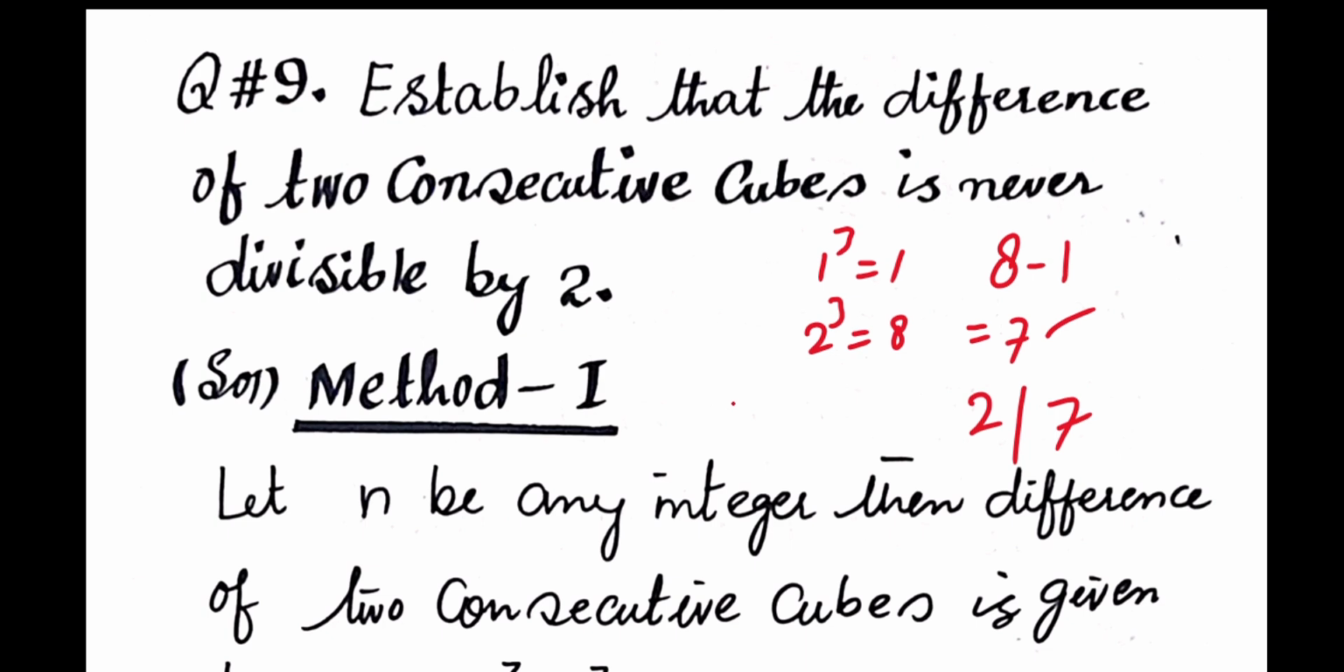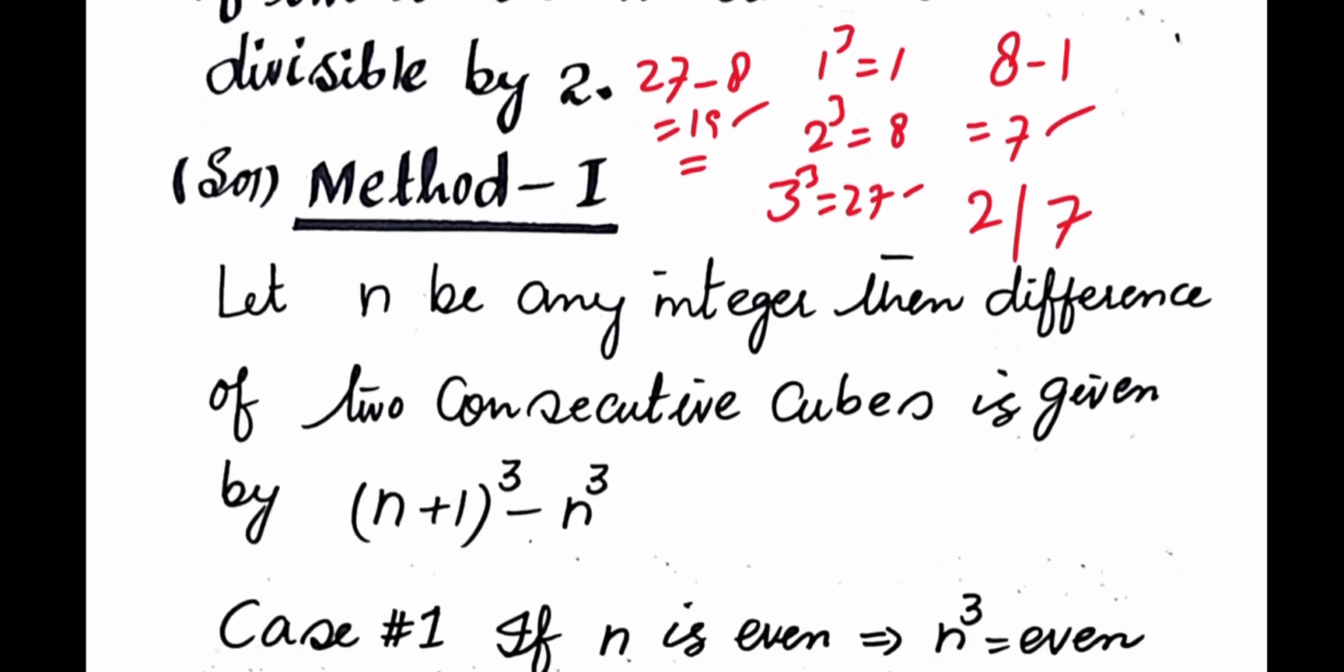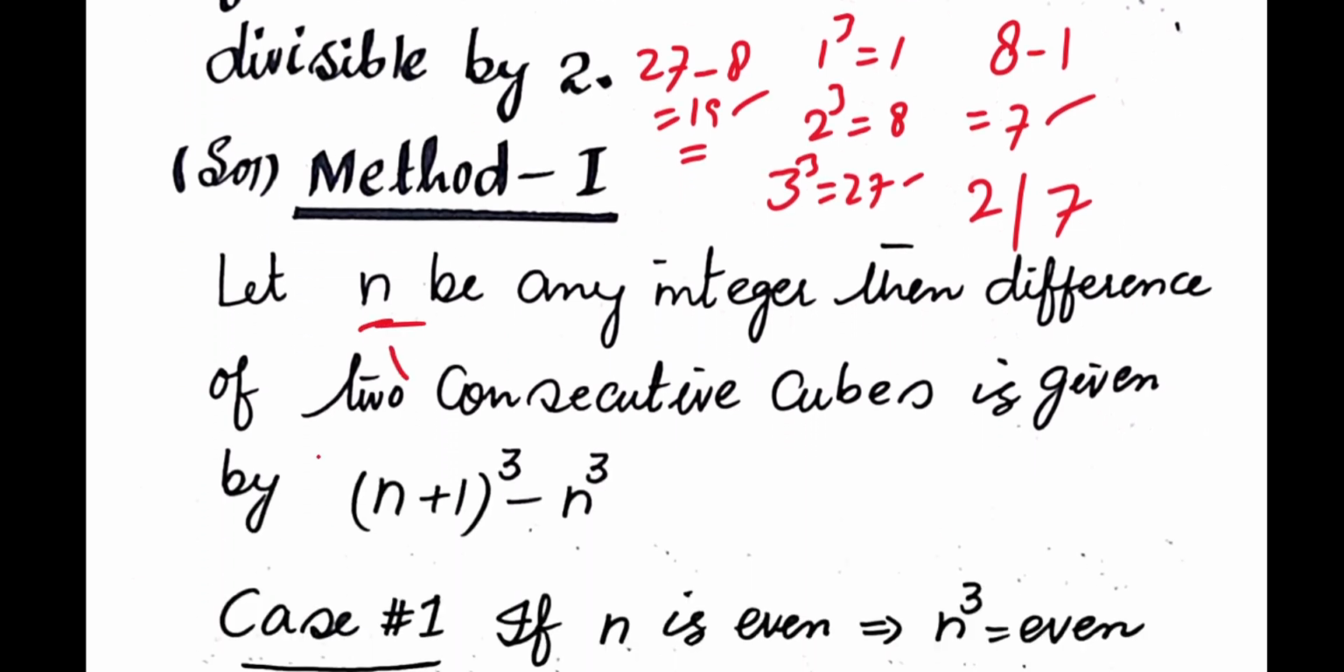Similarly, if you choose the next 2 consecutive cubes, for example, the next is 3 cube, which is equal to 27. If you subtract 8 from 27, this is equal to 19, and 19 is again an odd integer which is not divisible by 2. So now we prove this question in general. Let n be an integer, then the difference of 2 consecutive cubes is given by: suppose n is my first integer, then its cube is n cube. The next consecutive integer is n plus 1, so this difference represents the difference of 2 consecutive cubes.